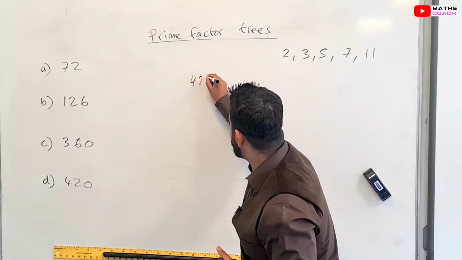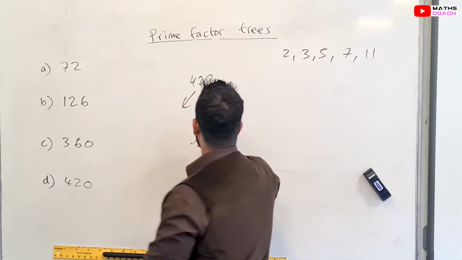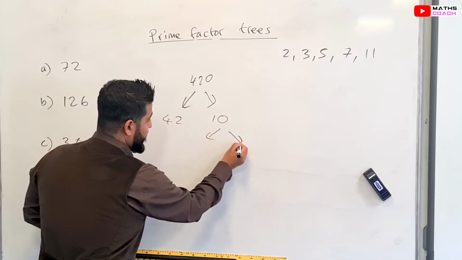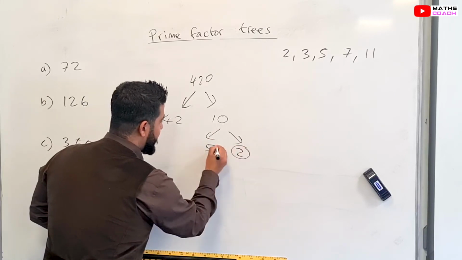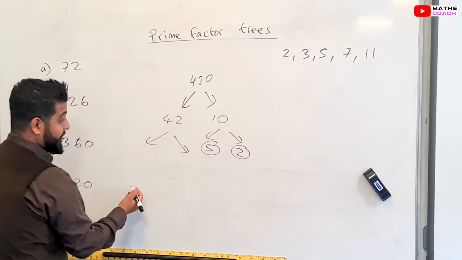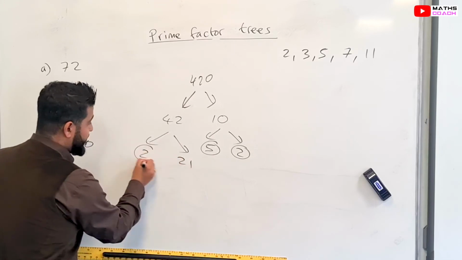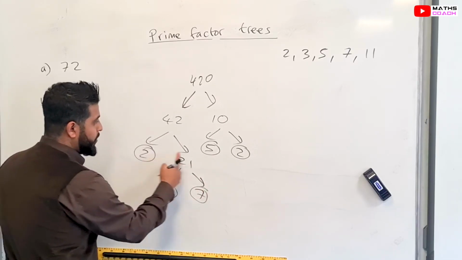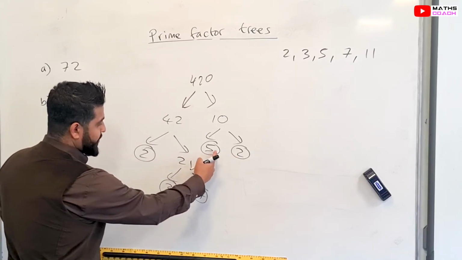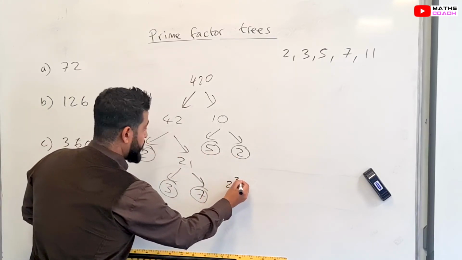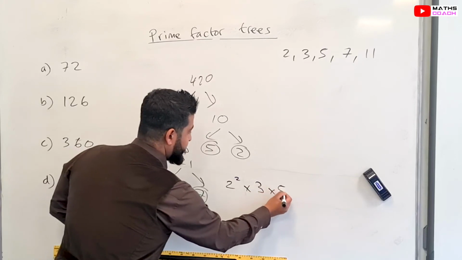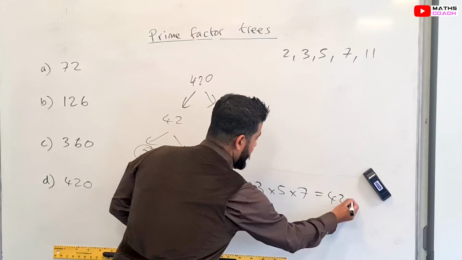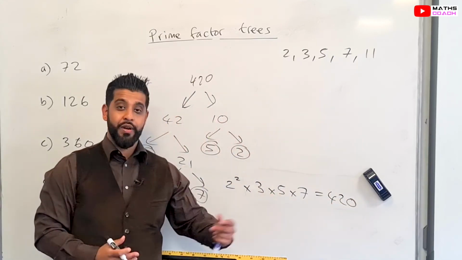All right, so if you've done it correctly, let's see what you've done. So let's do it like before, 42 and 10. And both of these we can do separately. So 5 and 2, they are prime numbers. And here we can divide by 2, so we get 2 and 21. And then this can be 3 and 7. So 2 times 2 times 3 times 5 times 7. So 2 squared times by 3 times by 5 times by 7. And that is 420 written as a product of its prime factors.